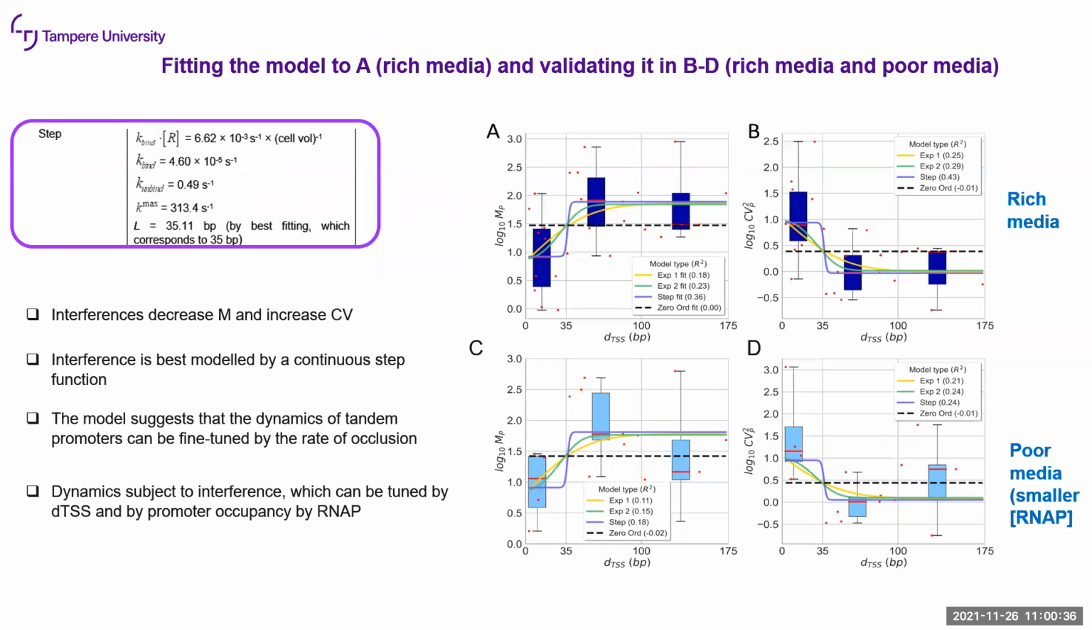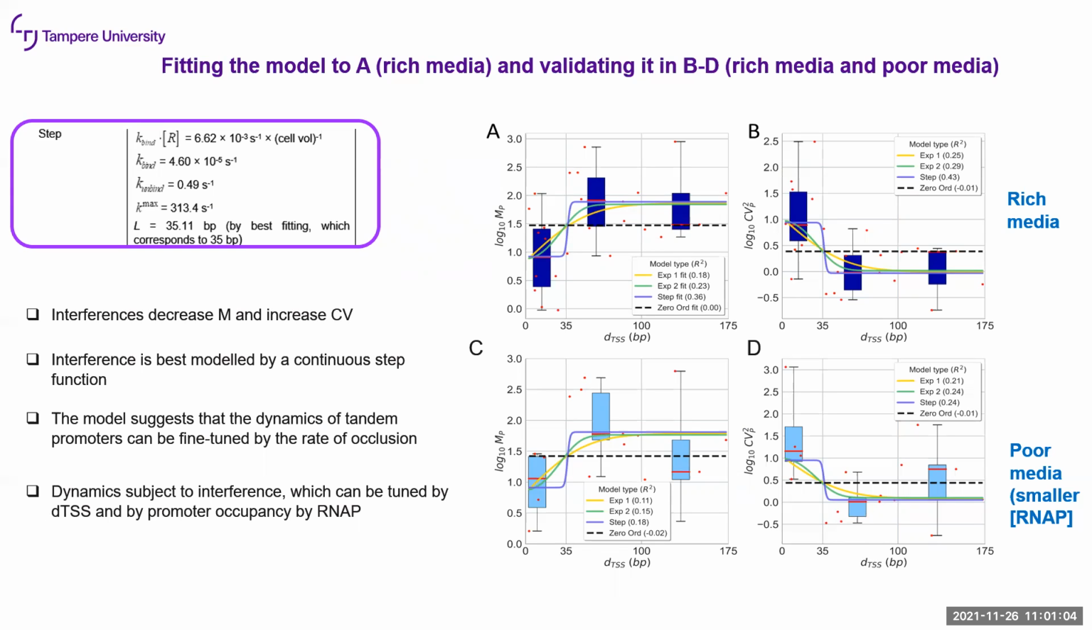So once we had the data, we plotted the gene expression levels as a function of the distance between the 2 promoters. And we measured the mean expression level and the CV squared in the rich and poor media. And we fitted the models to that mean expression level as a function of the distance in the rich media. And we tried to fit exponential models and zero-order models. And what ended up happening is that the best fit is with a step function.